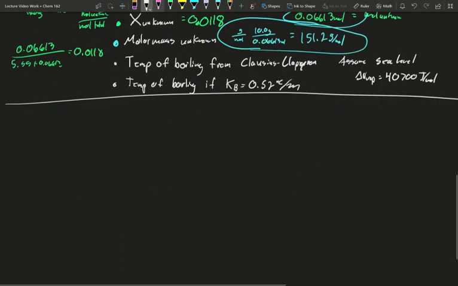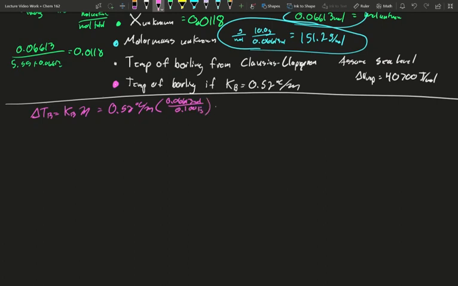Well, we can do our first one fairly easily if we just want to plug it into the equation real quick. Remember, my delta T of boiling is going to be equal to my K of boiling times my molality. We were told 0.52 degrees Celsius per molal, and we know that it's 0.06613 mole over 0.1 kilograms of solvent. We'll find that our delta T of boiling is 0.3438 degrees Celsius.